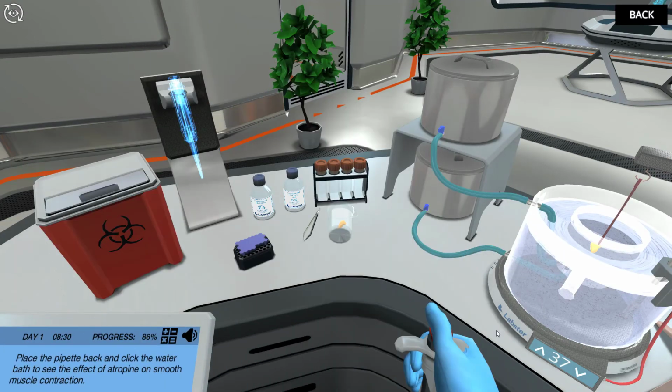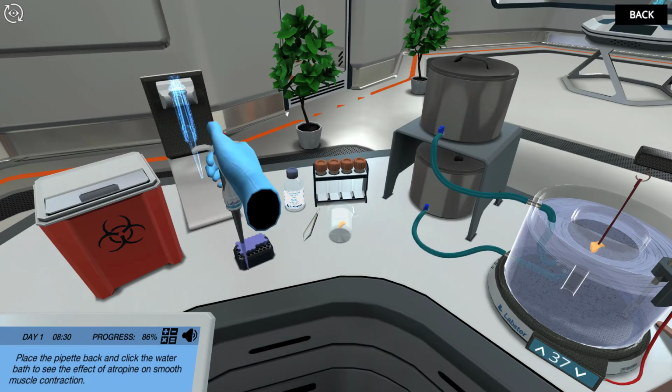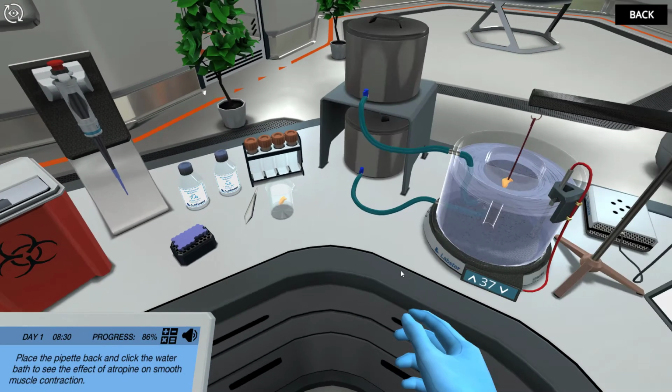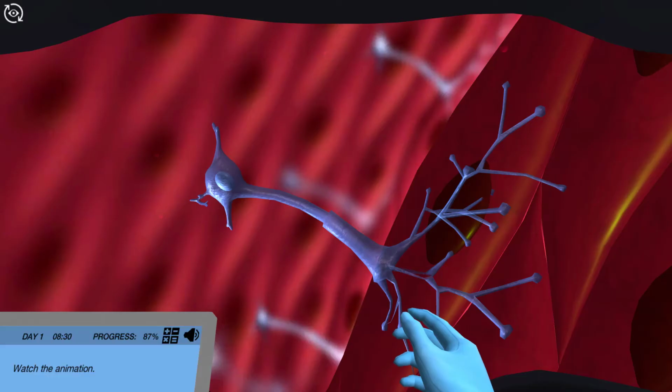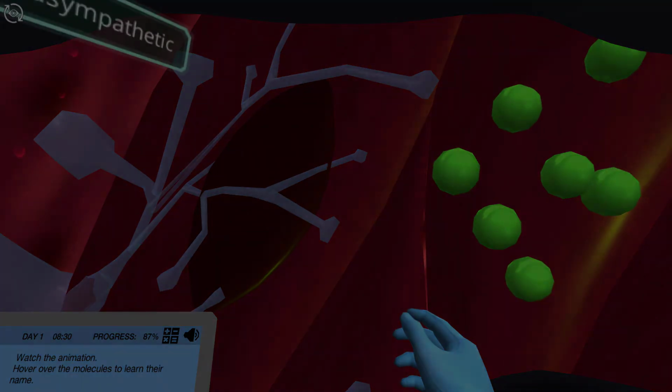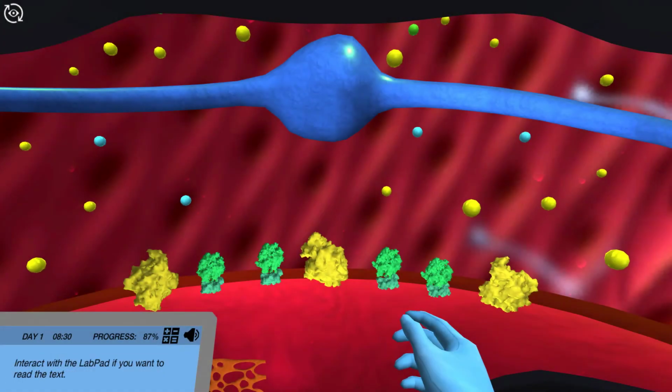Place the pipette back and click the water bath to see the effect of atropine on smooth muscle contraction. Here is our isolated system again. When adding atropine, it binds to the M3 muscarinic receptors and, therefore, acetylcholine released from the myenteric plexus can't bind the M3 receptors. Click on the receptor where atropine will bind.